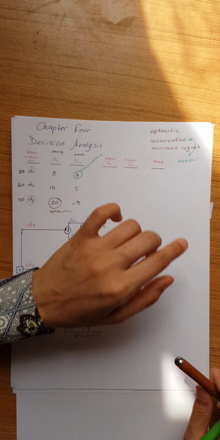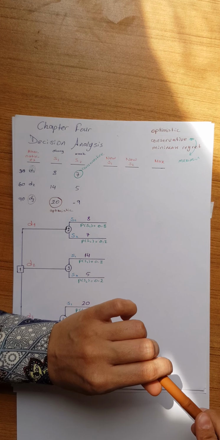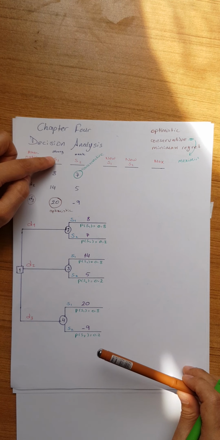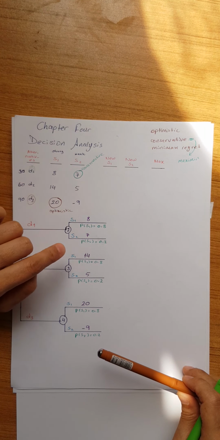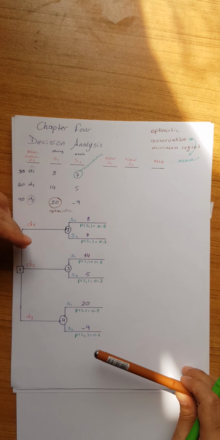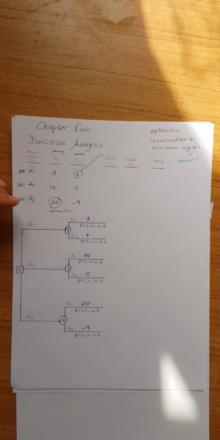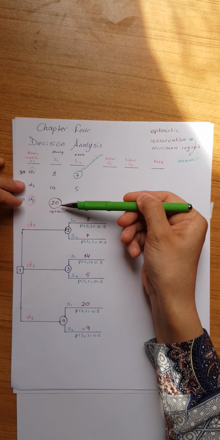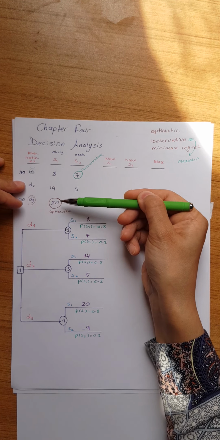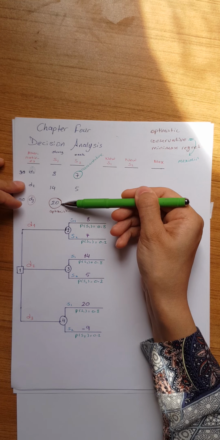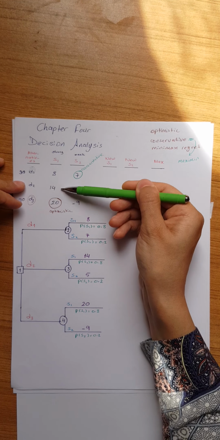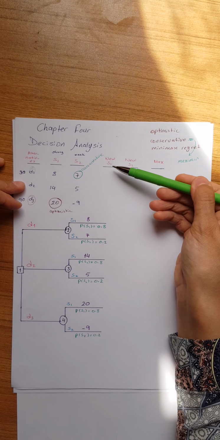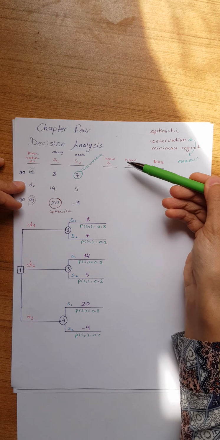How about minimax regret approach? For minimax regret approach, we have to restate state 1 and state 2. How do we restate it? How do we rewrite it? That would be like, from the strong demand, we are choosing the highest. When we have got profit, we are choosing the highest profit for that state of nature. Okay, we have got two states of nature. We are restating states of nature.